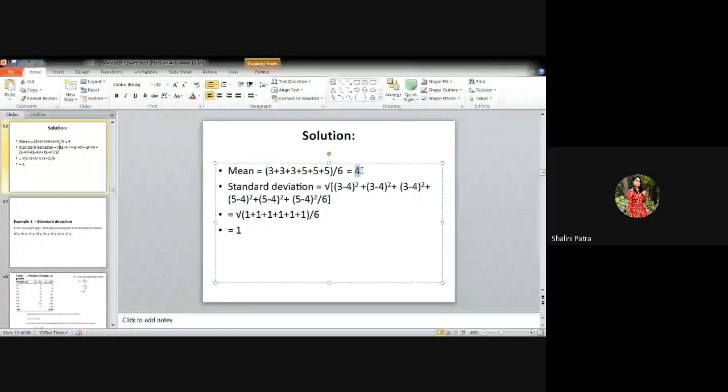Then proceed for calculation of the standard deviation, that is the square root of (3 minus 4) whole square plus (3 minus 4) whole square plus (3 minus 4) whole square plus (5 minus 4) whole square, again (5 minus 4) whole square, and the last one (5 minus 4) whole square, whole divided by 6. If you add this, you get 6 by 6, the root of 1, which equals 1.